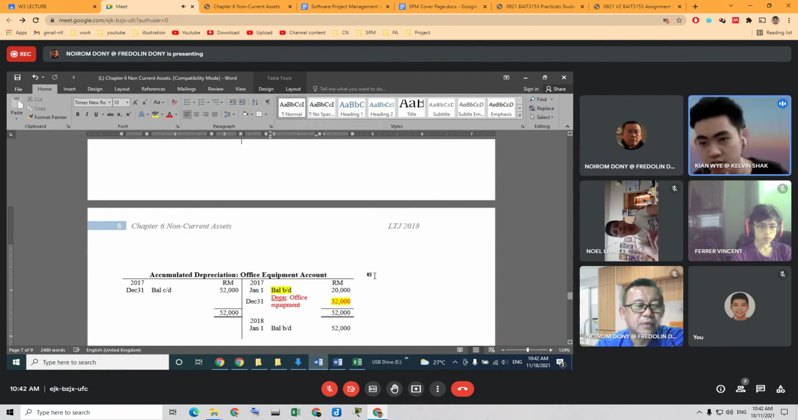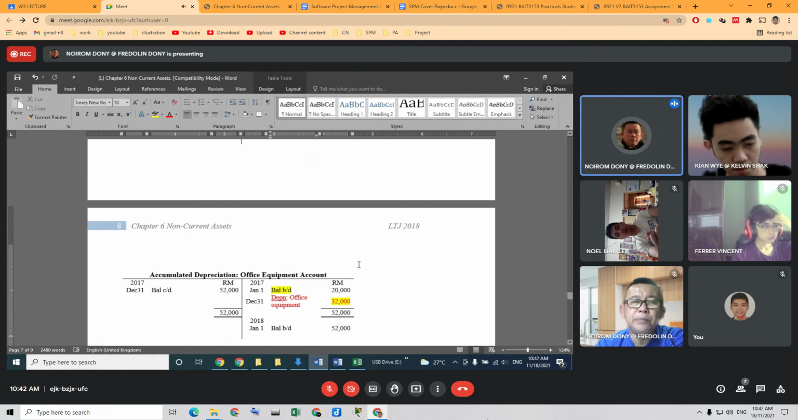The accumulated, usually they get all the depreciation together, not just one. Yes, because the depreciation that is allocated to the SPL on a yearly basis will be accumulated into this account. So this account will be carried forward. That's why we have a credit balance here, the 52,000.